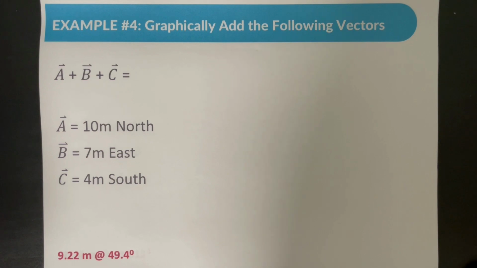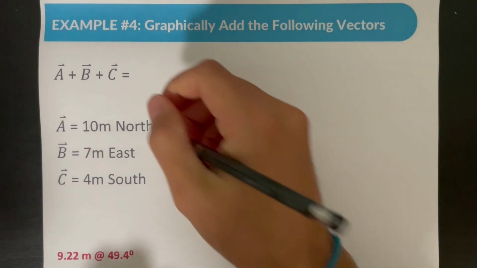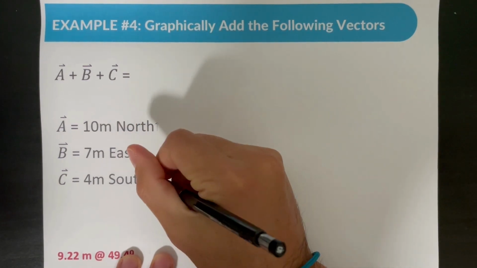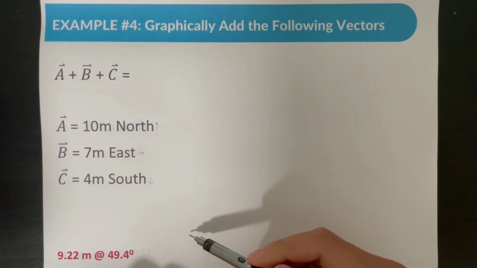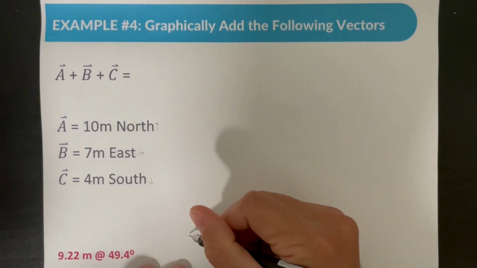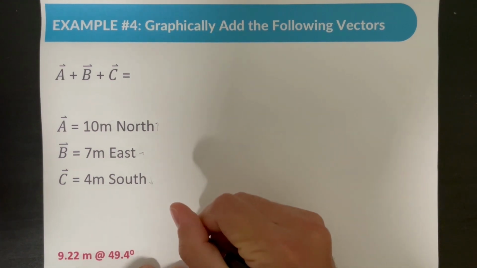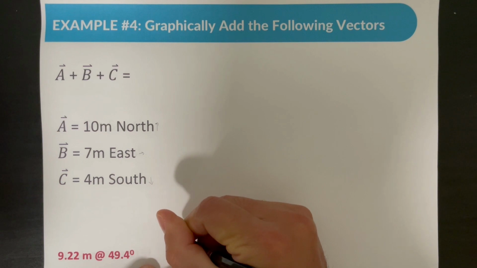Example number 4. Graphically add the following vectors. So now we have 3 of them. Let's just see what the general direction is going to look like. So we're going to go up, then we're going to go to the right, then we're going to go down. This time, I ended up all the way up here, so I'm going to start lower. Maybe I'm going to put this as my starting point right there. I'm going to make a big cross section right here because this is my starting point.